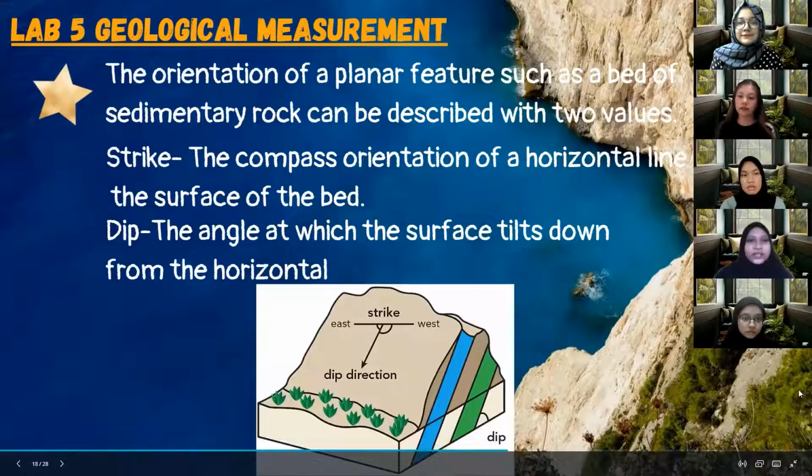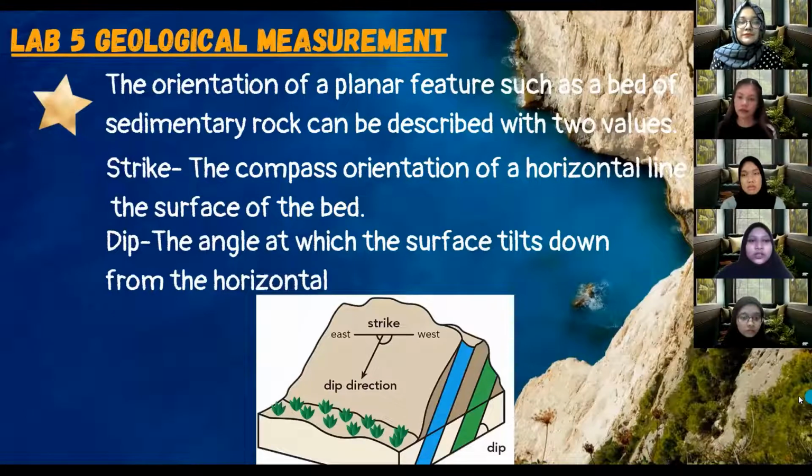Hi, my name is Nurul binti Othman, and I will talk about Lab 5 geological measurement. Geological measurement is the orientation of a planar feature such as a bed of sedimentary rock that can be described with 2 values. The first one is strike. Strike is the compass orientation of the horizontal line on the surface of the bed, and dip is the angle at which the surface tilts down from the horizontal. Next slide.